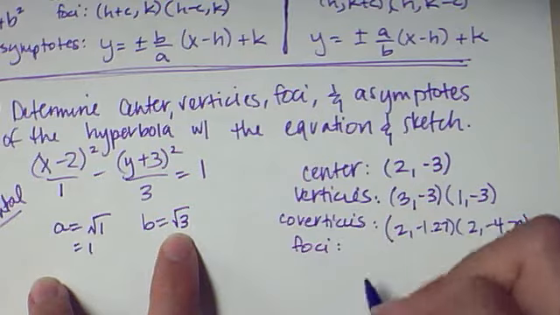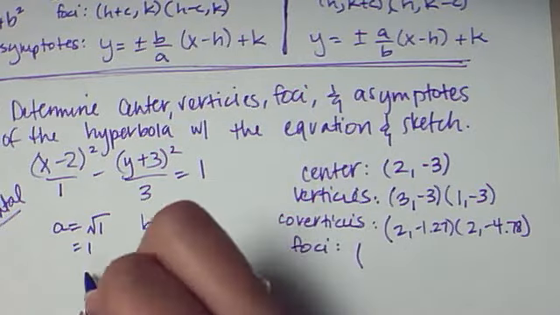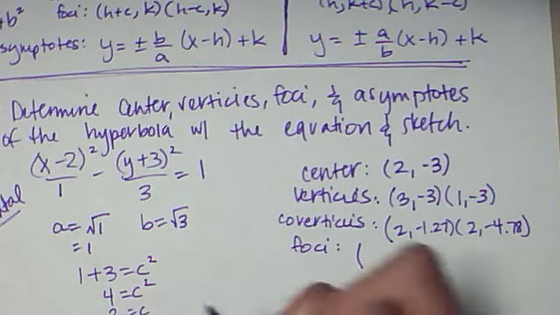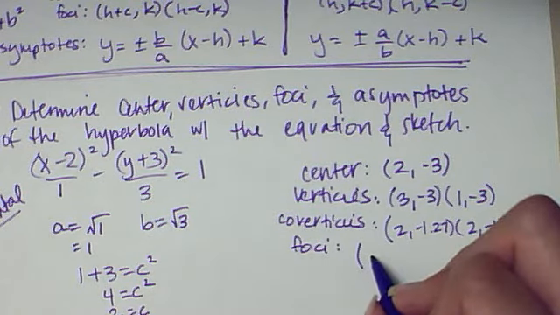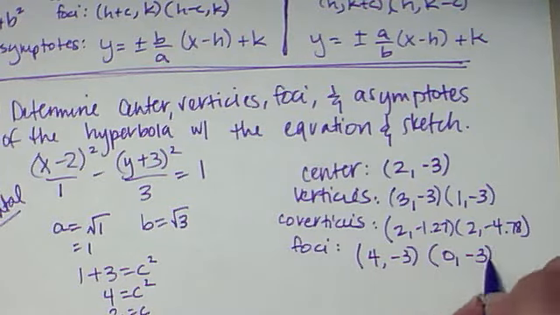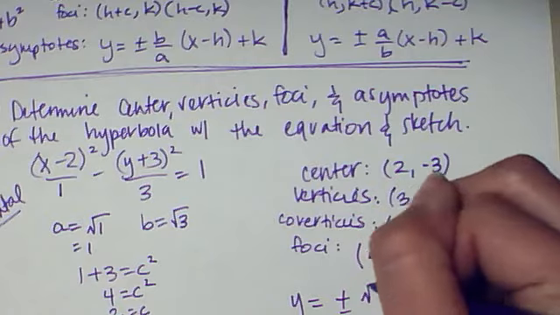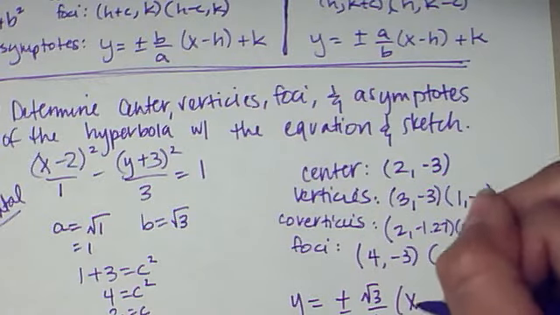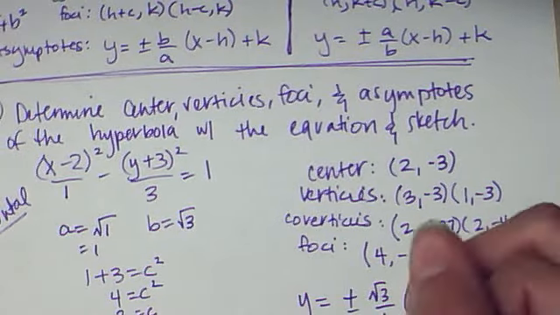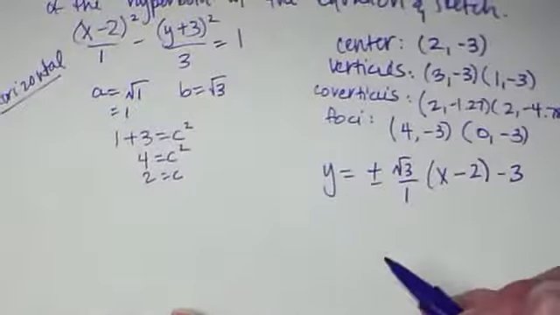The foci is using that c. So to find c, we've got to do a squared plus b squared, which is 1 plus 3 equals c squared, 4 equals c squared, and 2 then equals c. So to find our foci, we have h plus c, so 2 plus 2, which is 4, negative 3, and 2 minus 2, which is 0, negative 3. And then our asymptotes are y equals plus or minus the b, which is square root of 3, over the a, 1, times x minus 2, because that's our h, plus k, which is negative 3. That square root of 3 over 1 could just be reduced if we needed.